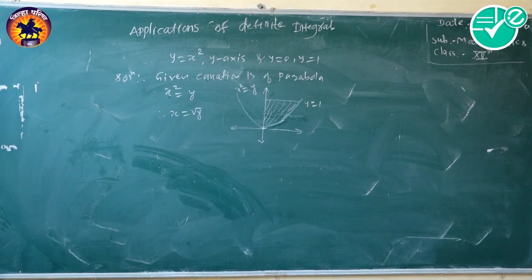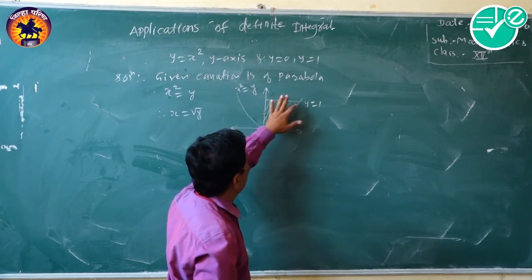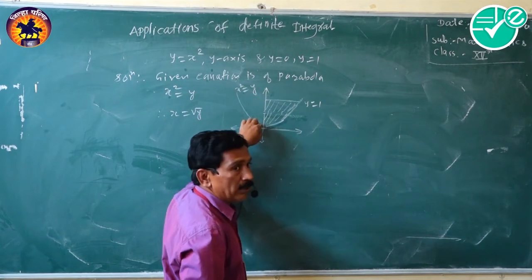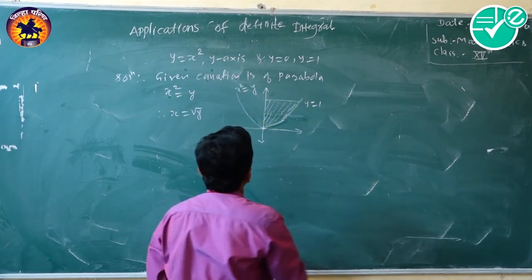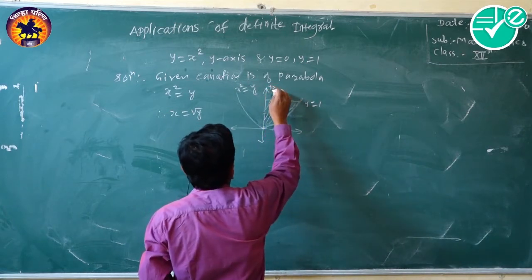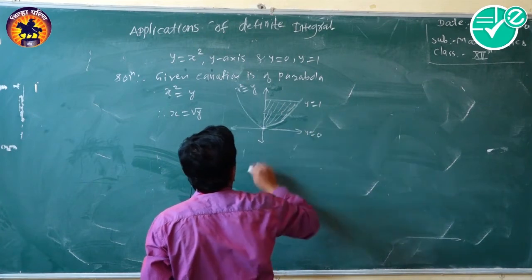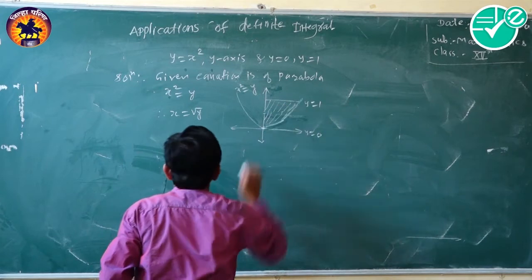This is the figure of this parabola, x square is equal to y. Now we have to find the area of this region, that is bounded by y is equal to x square, or this parabola, the y axis, this one, and y is equal to 0. This is here, y is equal to 0 to y is equal to 1.